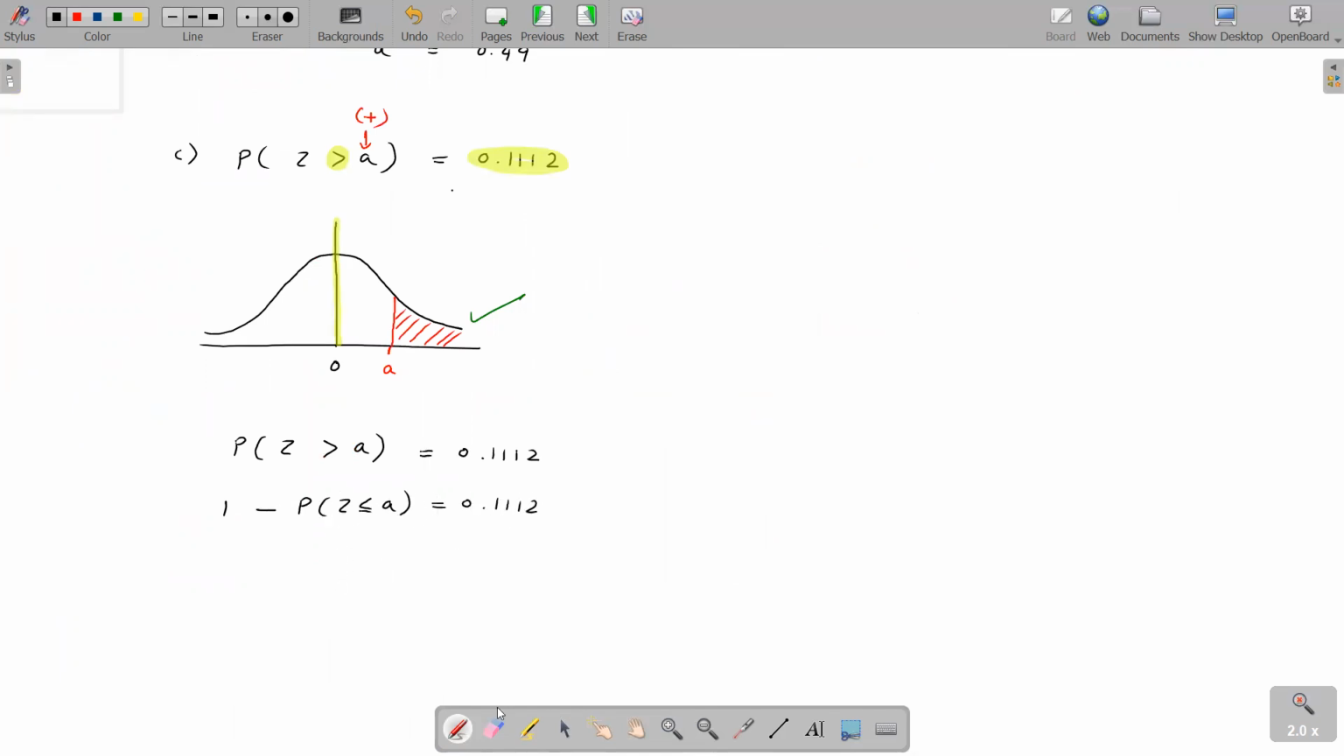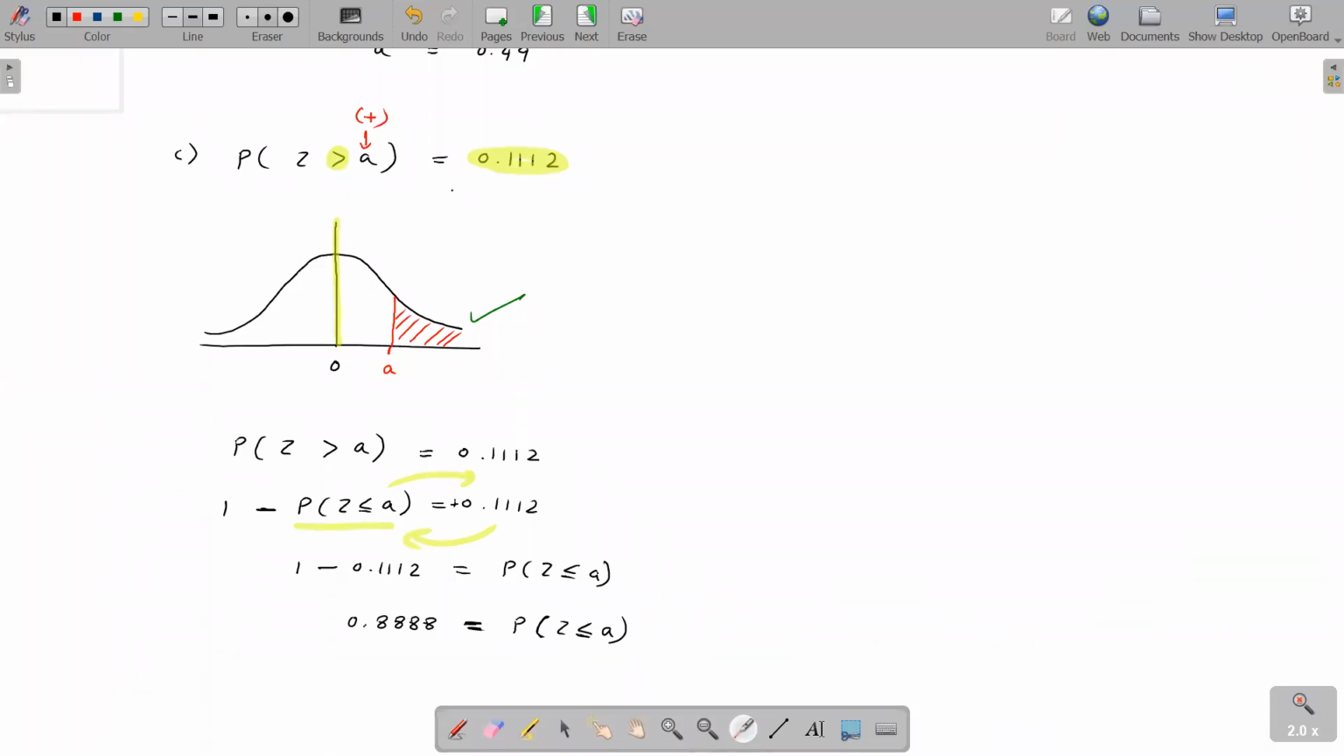Okay, so here again, this guy, I'll make it the subject. So 1 minus 0.1112 equals probability Z less than or equal to A. What did I do here? I just rearranged. I took this guy here and brought it there. This is a positive figure, it comes here as negative. This guy negative goes to the other side as a positive. So how much is 1 minus 0.1112?